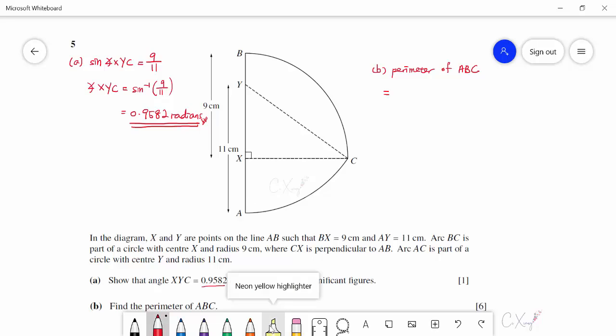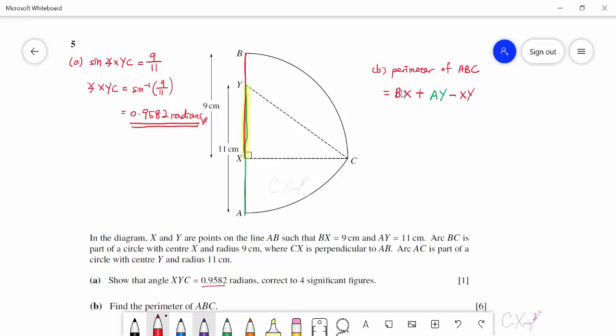So first I will have BX. So BX is this length. Then plus I have the length for AY, which will be in green color. From here, you will realize that there's an overlapping part when you add these two lengths together. This is the overlapping part in yellow highlight. So we have to minus the overlapping part, so minus the length for XY.